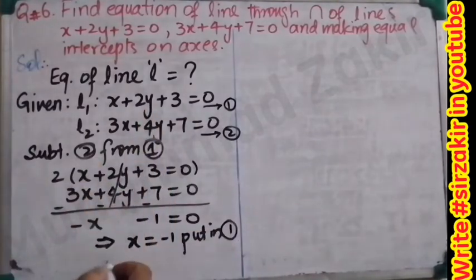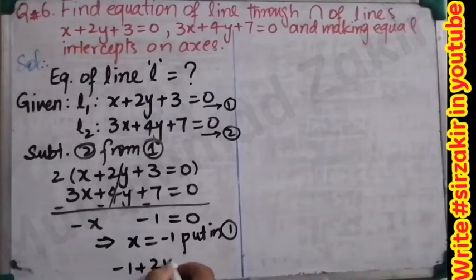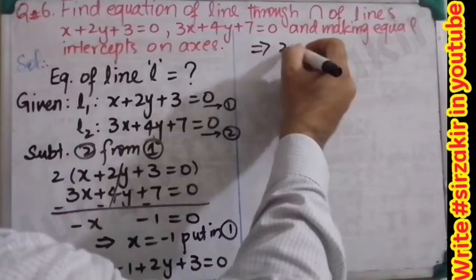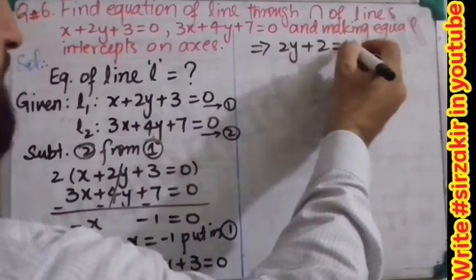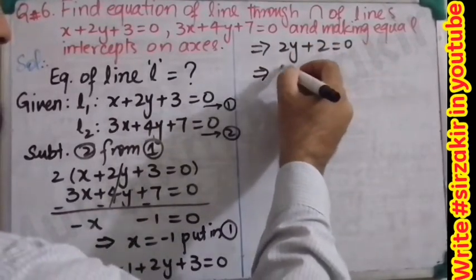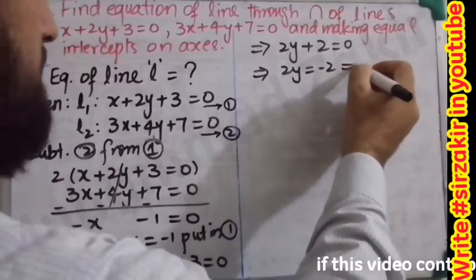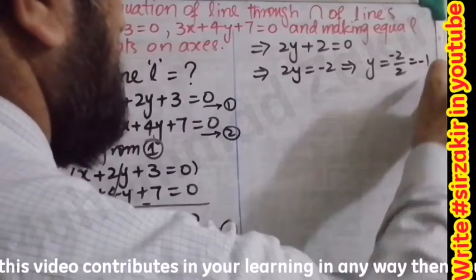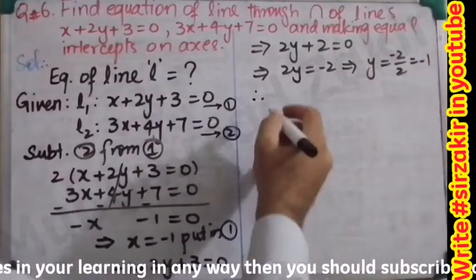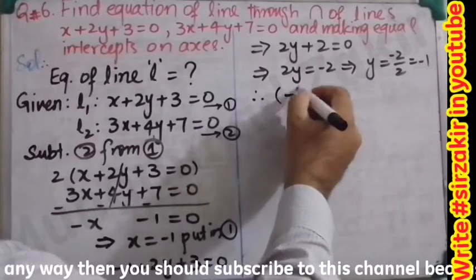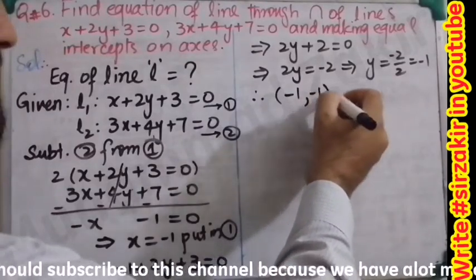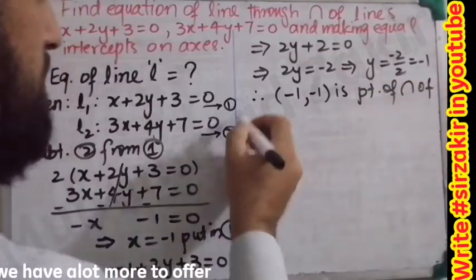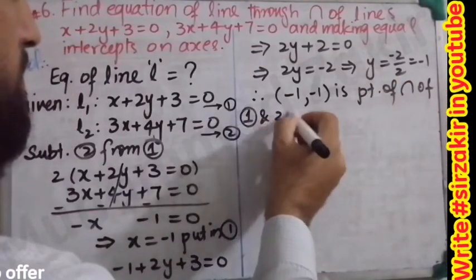We put it in 1 to get the value of y. In equation 1, x is replaced by minus 1, plus 2y plus 3 equal to 0, we write. And we keep 2y on the left side. 3 minus 1 is plus 2. We shift 2 to the right side and divide both sides by 2. We will have the value of y as minus 1. Therefore, we have x = minus 1, y = minus 1 as the point of intersection of lines 1 and 2, L1 and L2. Point of intersection is found.